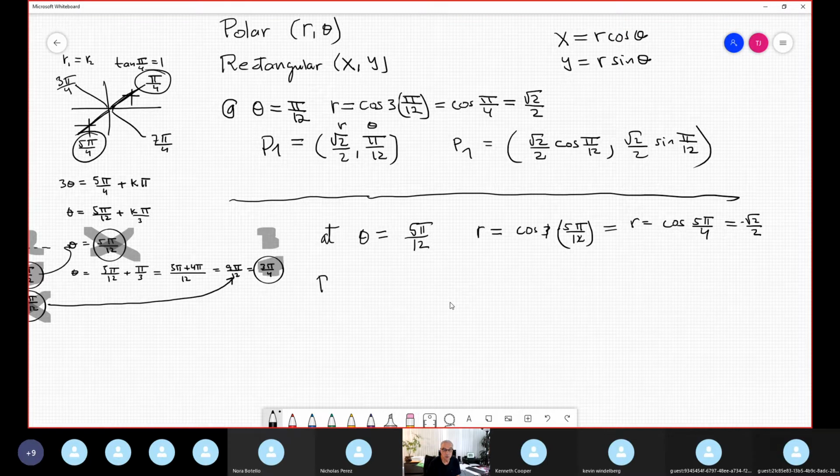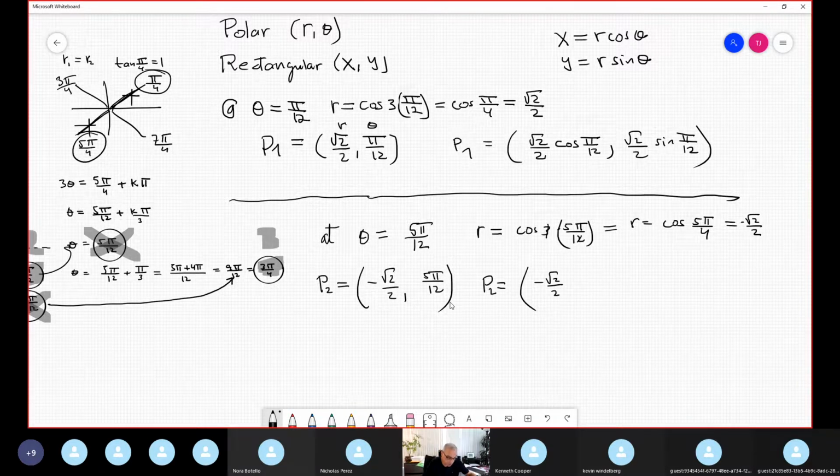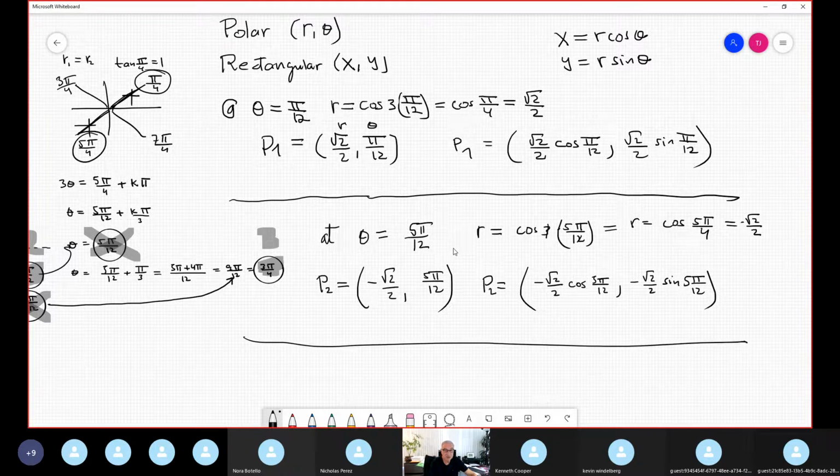So P2 is a famous point: negative radical 2 over 2, comma, 5 pi over 12. And P2 in Cartesian or rectangular is minus radical 2 over 2 cosine 5 pi over 12, I put it in decimal like that, comma, negative radical 2 over 2 sine 5 pi over 12. Boom. And you compute the decimals for this answer.